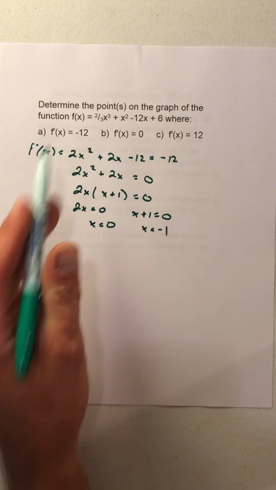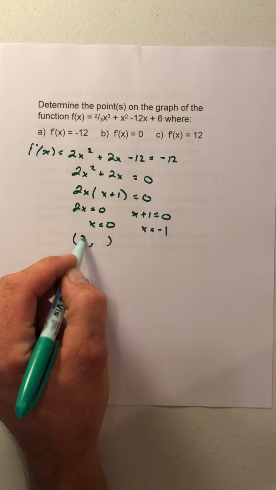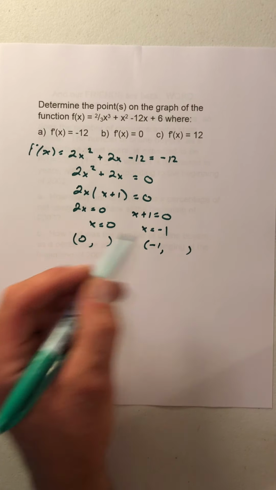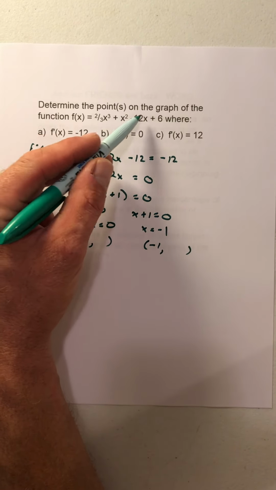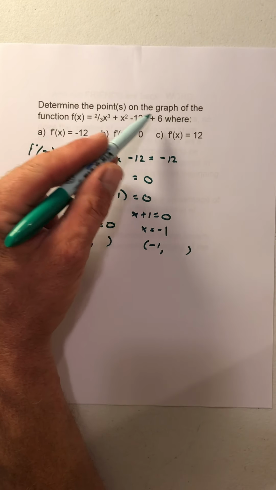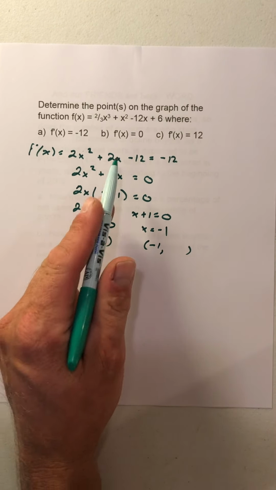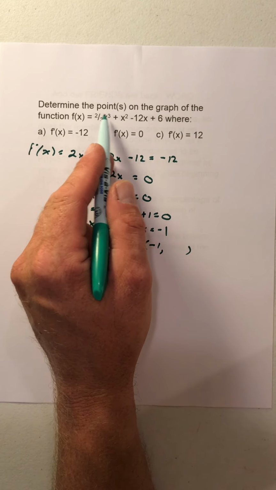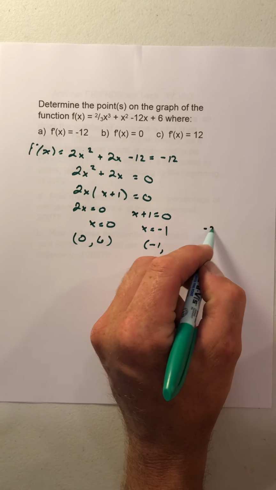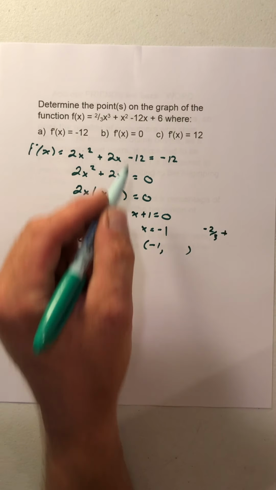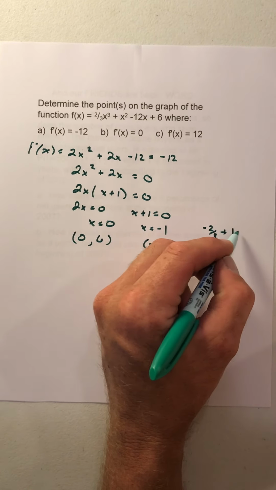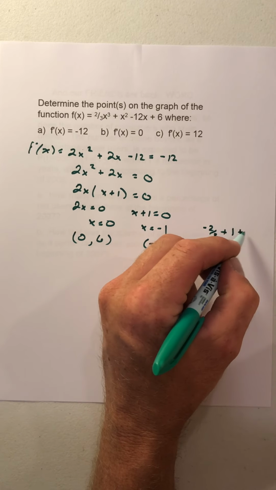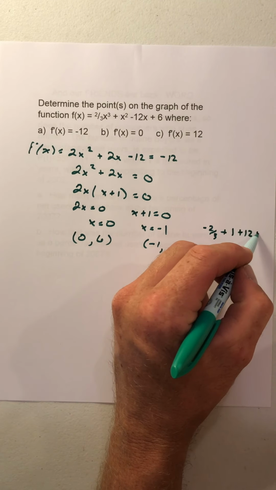Again, we want to know the points, so we want an x and a y value for each one of these. We're going to plug 0 into the original. That's kind of nice. Plugging in 0, we end up with 6. Plugging in negative 1 is a little more complicated. Negative 1 to the third is negative 1, times 2/3 gives me negative 2/3. To that, we're going to add negative 1 squared, which is 1. Negative 1 times 12, negative 12, gives us a positive 12, plus 6.